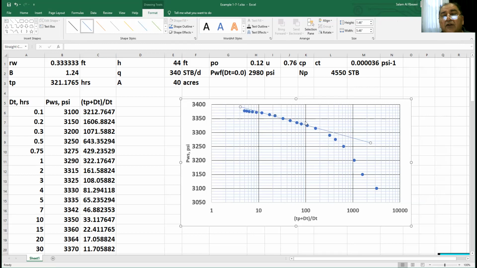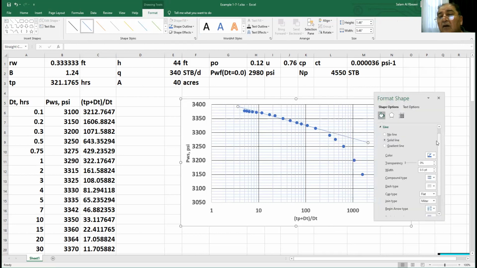I think this one is good now. This one is good. Okay, and let me make it red. Big. And we are good now.